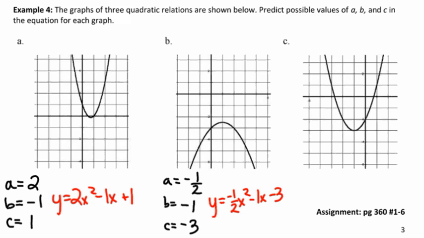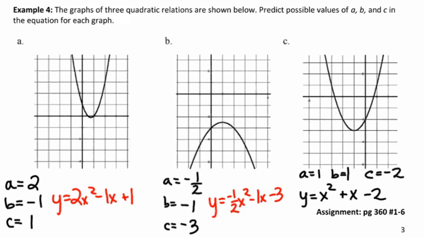And graph C is opening up, so my a value is back to positive and the original width, so I'm thinking a is a 1. B moved to the left this time, so B must be positive, so it could be a 1. And C's intercept is negative 2. So this graph could be about y equals 1x squared, or just x squared, plus 1x minus 2.